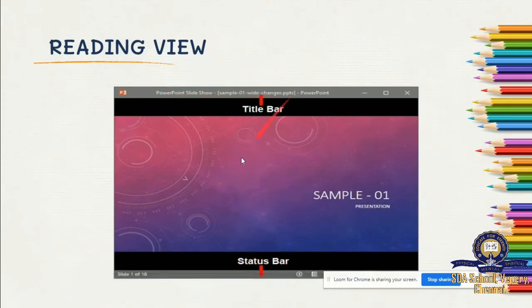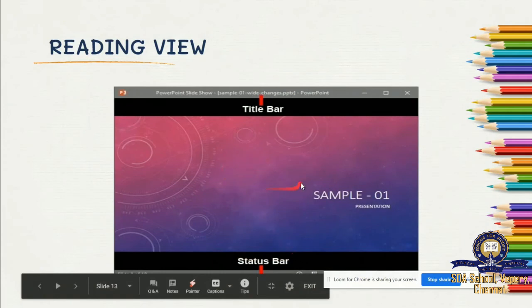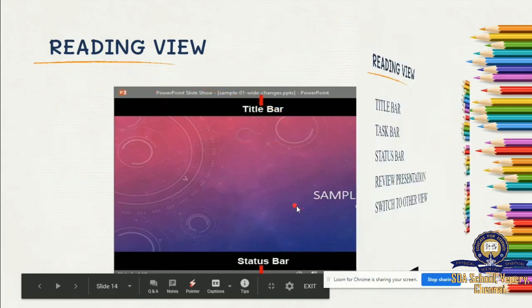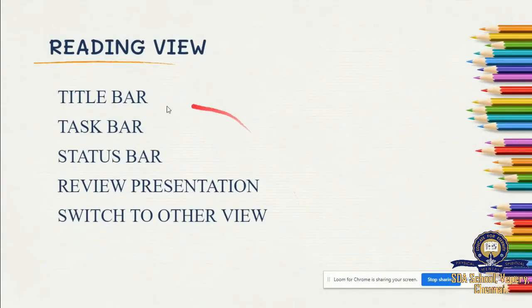Your title will be shown, your status bar will be shown, and the task bar. This is the task bar. So this also will be shown. Your task bar, your title bar, your status bar, all these three will be shown in the reading view. This is also a very useful view. You can review the presentation using reading view. If you want to switch to another view also, this reading view is very useful.